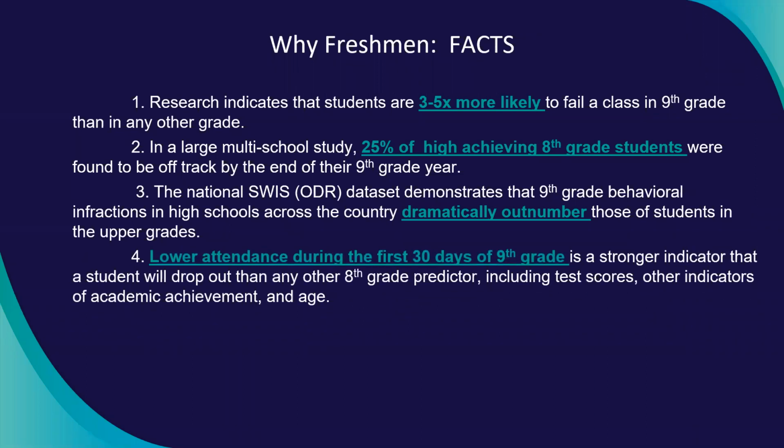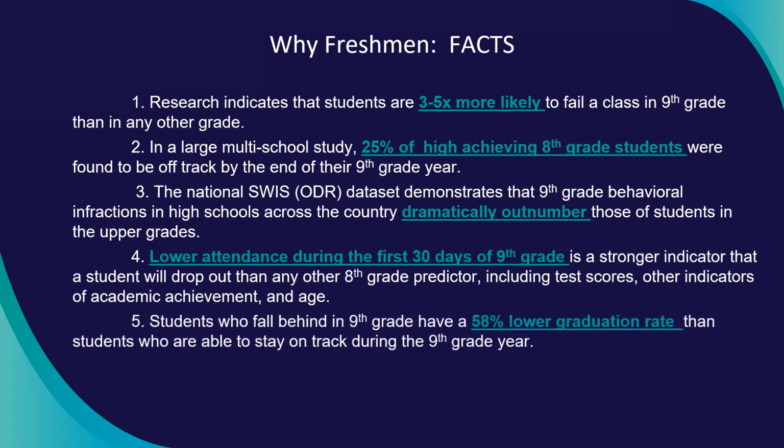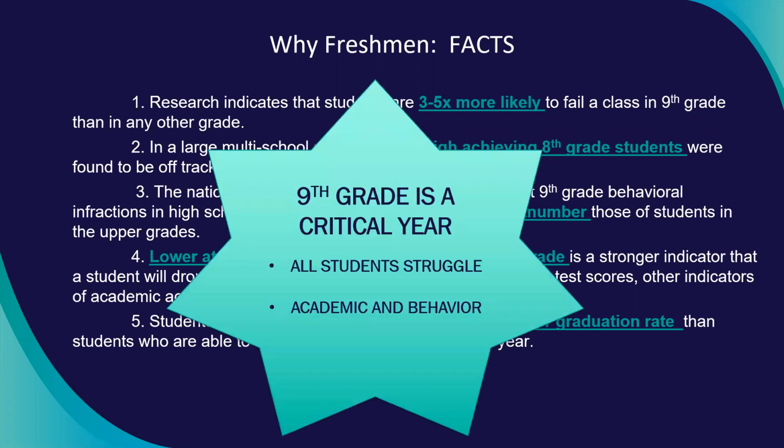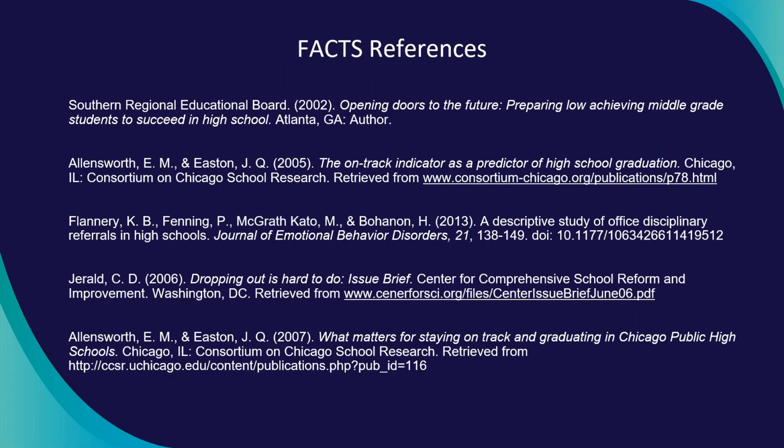Also, lower attendance during the first 30 days of 9th grade is a stronger indicator that students will drop out than any other 8th grade predictor, including test scores, other indicators of academic achievement, or age. And lastly, students who fall behind in 9th grade have a 58% lower graduation rate than students who are able to stay on track during the 9th grade year. So it's really important to focus on the 9th grade because it's such a critical year. And here are some references for those facts, if you want to look into them further.